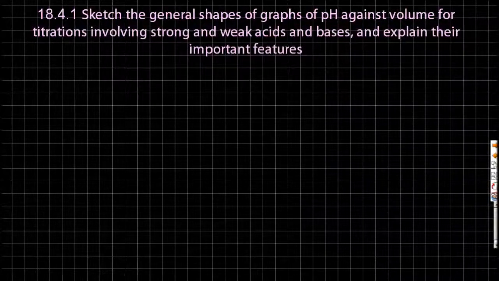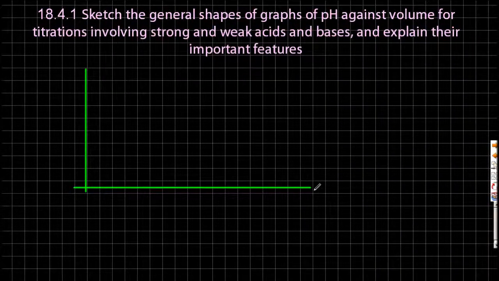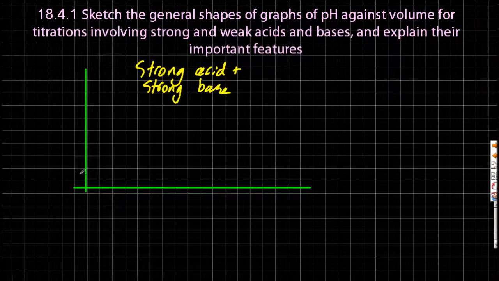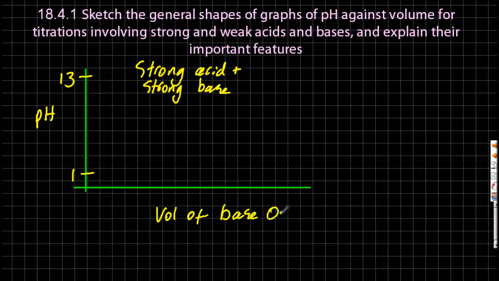Okay, I'm going to try and be as brief but thorough as I can here. So let's have a look at these graphs then. The first one will be strong acid and a strong base. So pH on the y-axis, and I'm going to add the base. So the line's going to go up as the pH increases.